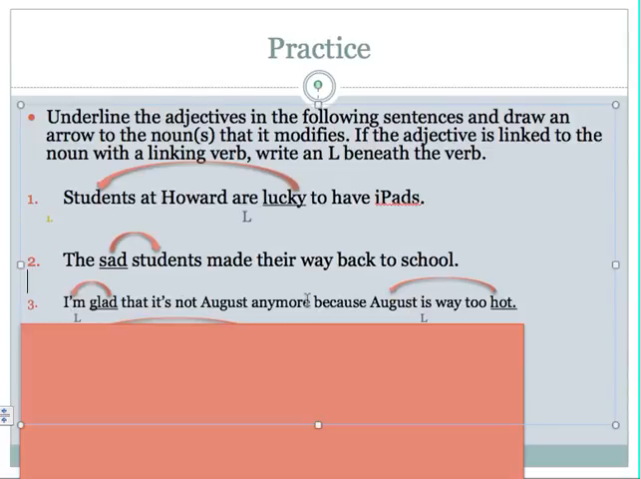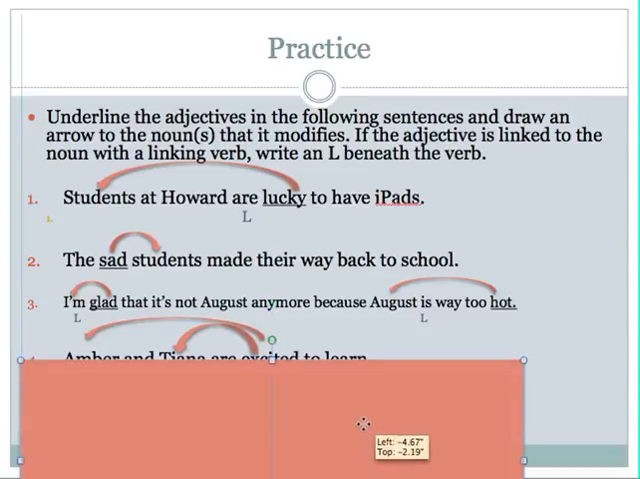That it's not August anymore because August is way too hot. Well, hot is a description, so that makes me think that it's an adjective, and what is it describing? It is describing this noun August. Hot comes after August, so that must mean that there is a linking verb somewhere, and it is is, which is one of the conjugations of the infinitive to be. It's a linking verb. So I've got 2 sets of adjectives and nouns linked by a verb to be.